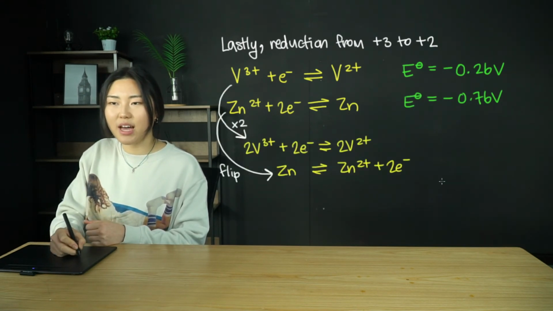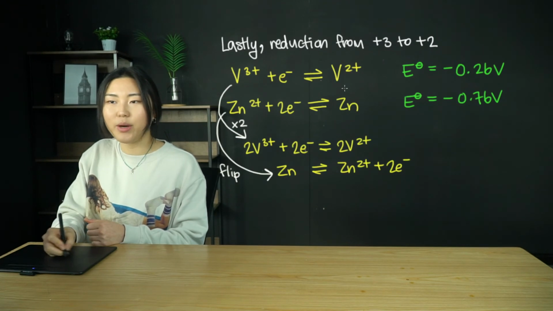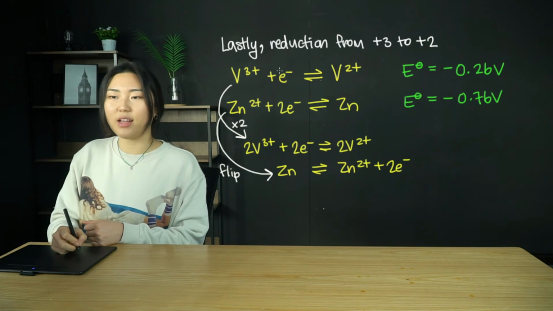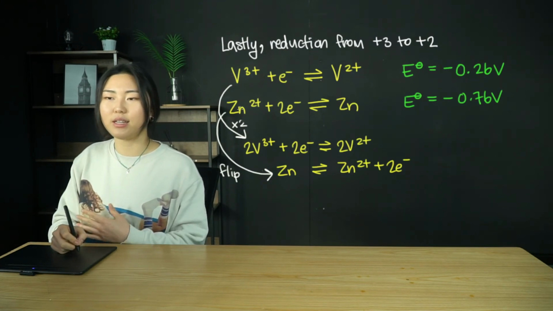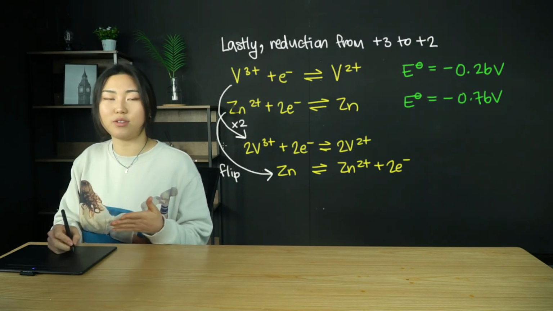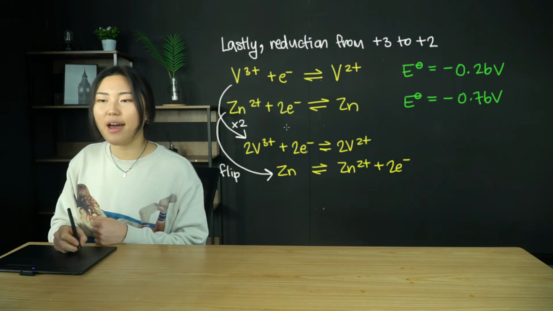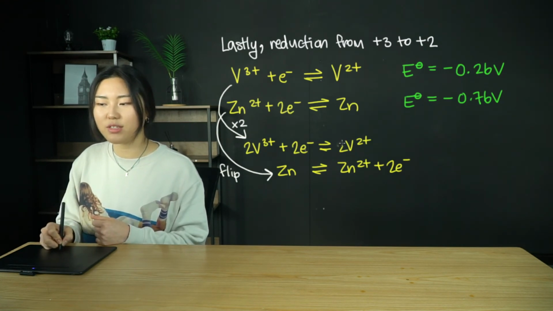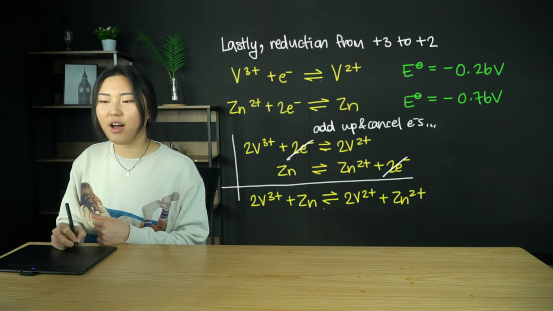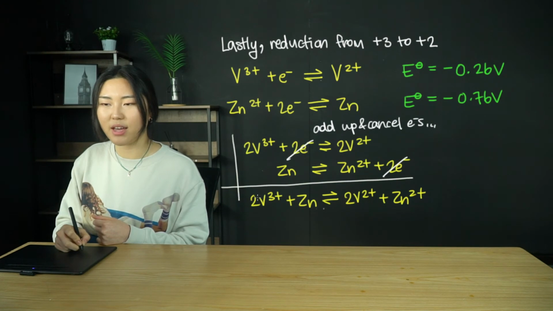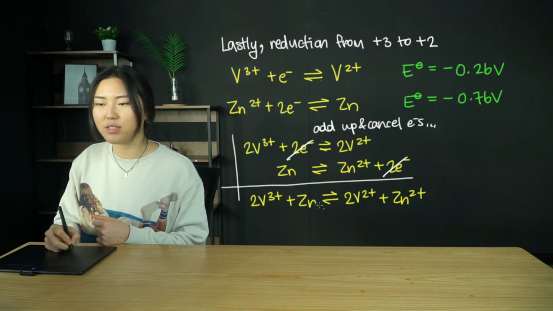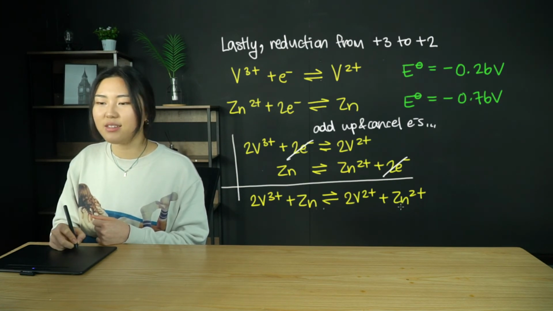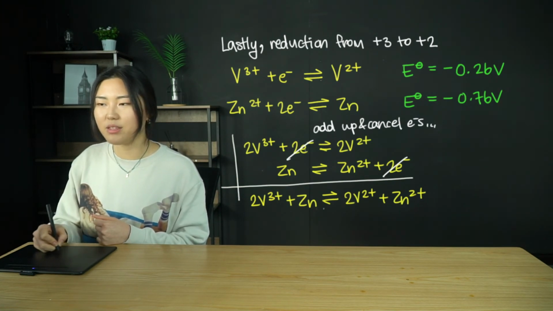I'm going to basically multiply this equation by 2 because we need to balance the number of electrons, and I'm going to flip the zinc's equation because it's a reducing agent, so it has to be oxidized, and we get these, and now I'm going to use these simultaneous equations to work out the overall equation. Okay, so we have 2 V3+ ions plus zinc, reversible sign, and we have 2 V2+ and Zn2+. Okay, so let's work out the cell potential.